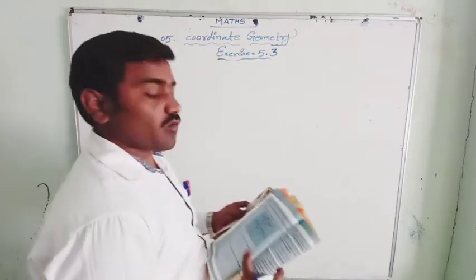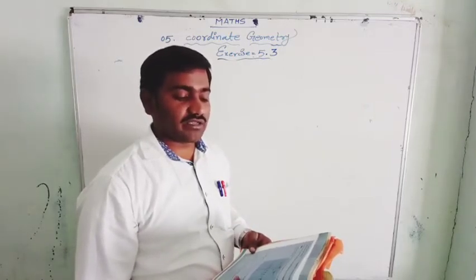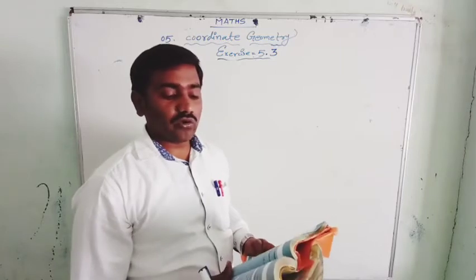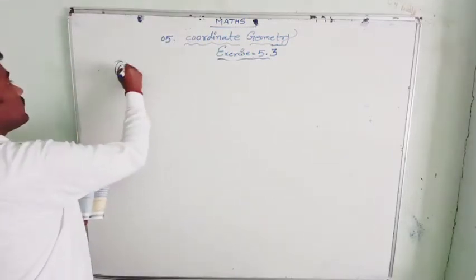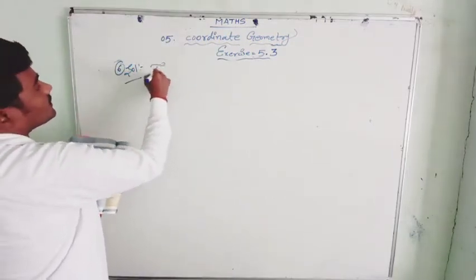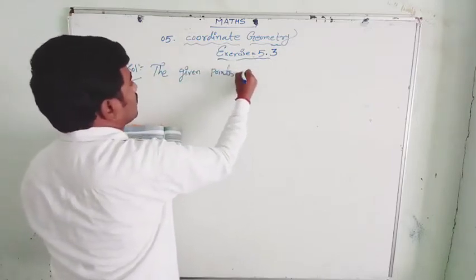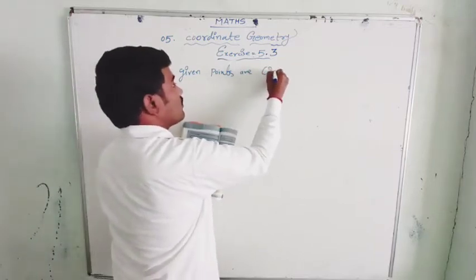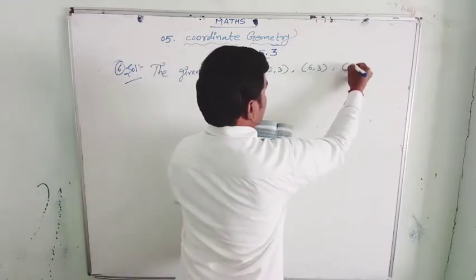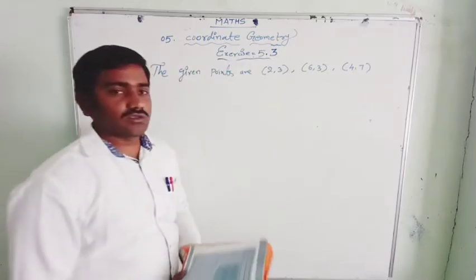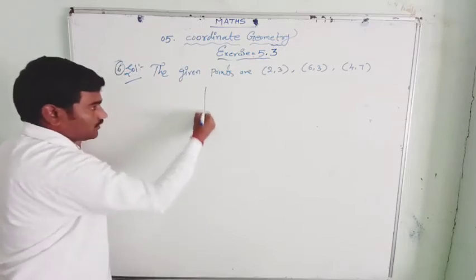Plot the points 2 comma 3, 6 comma 3 and 4 comma 7 on the graph sheet. Join them to make a triangle. Find the area of the triangle. So here, question number 6. The given points are 2 comma 3, 6 comma 3 and 4 comma 7. So we have to locate these points on the Cartesian plane.